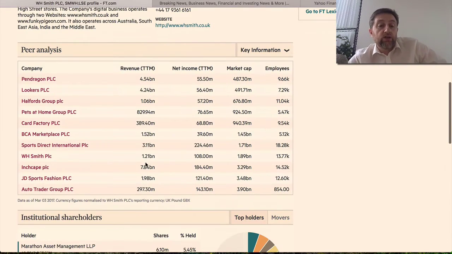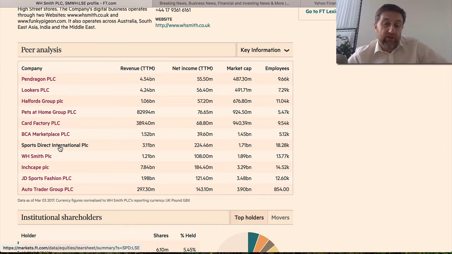So here you see, well, okay, there's the revenue. So you might say, well, I want to get a company that's got the same revenue as WH Smith, and you'd say, well, the closest one here might be BCA Marketplace, or you might focus on net income or market cap. So market cap, you might say, well, according to ft.com, it might be Sports Direct. I'm not sure that's a good peer. So you've got to be careful. Don't just take something from that one table. Do a little bit more research, which I'll be showing you how to do.